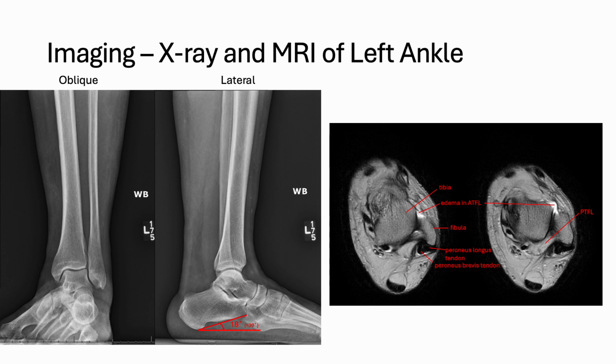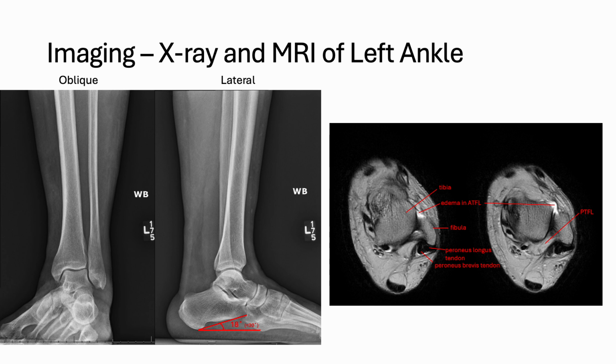X-rays of the patient's ankle were taken at the visit. The lateral X-ray demonstrated a normal calcaneal pitch and normal Meary's angle. The mortise or oblique view demonstrated a varus alignment of her forefoot and hindfoot.